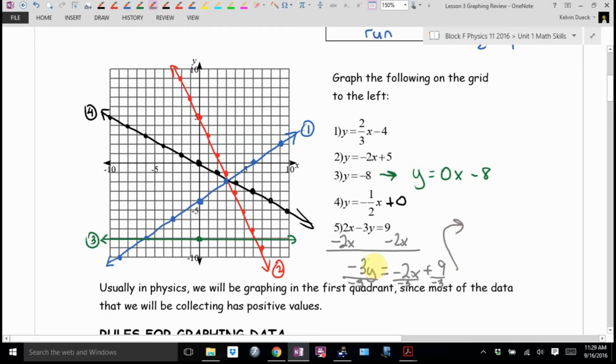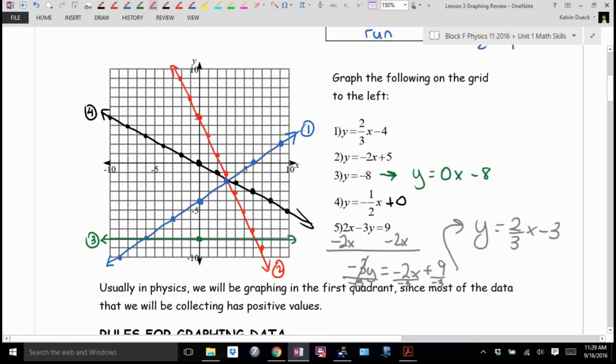And here's what I get, Kennedy. The negative 3's cancel here. I get y equals. I have a negative 2 divided by a negative 3. First of all, what's a negative divided by a negative? Positive. Are you positive? Okay. So I end up with just a 2 and a 3. The x is tacked on. And then I have a positive 9 divided by a negative 3. What's that? Negative 3.